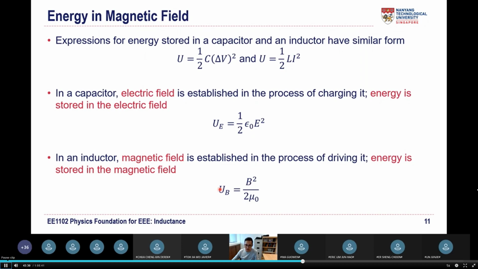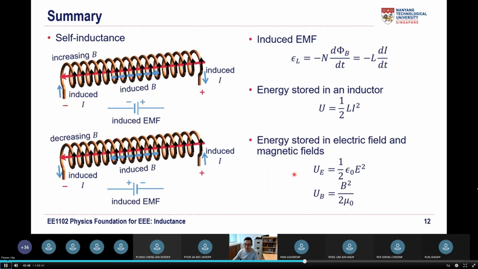In both cases, the energy stored is proportional to the square of the field strength, the E and B field strength, and it involves some sort of vacuum constant. Then there's the half factor there. See the symmetry. So that summarizes the second part.